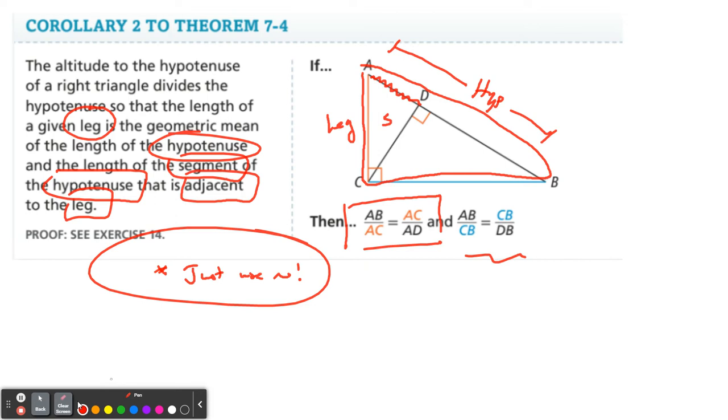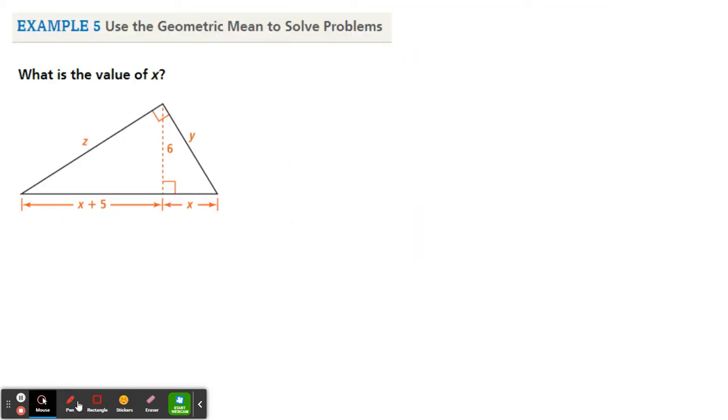Okay, so let's do 2 more questions and we're done. All right, so what is the value of x? Okay, so if we look here, x is part of the hypotenuse. 6 is the altitude that we know. So I believe I'm going to use the small and the medium triangle to find 6. And I'm going to ignore y and z, right? They don't matter. Why use multiple variables?